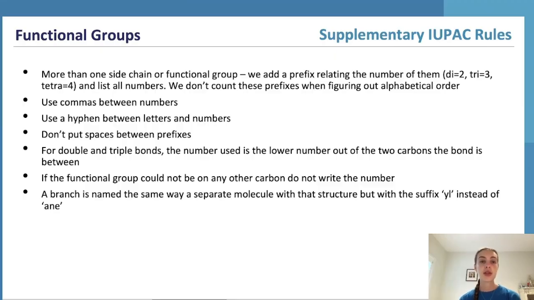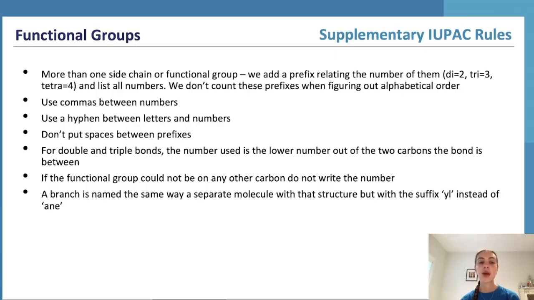The next important thing to note is that if the functional group could not be on any other possible carbon, don't write the number. So for example, if we're talking about an ethane molecule and we're changing that into an ethene molecule, so we're putting a double bond between the 2 carbons, which there are. Obviously if there's only 2 carbons, the double bond can only be between those 2 carbons. So hence we would just call it an ethene molecule. We wouldn't have to call it 1-ethene.